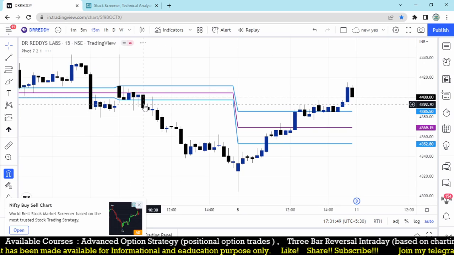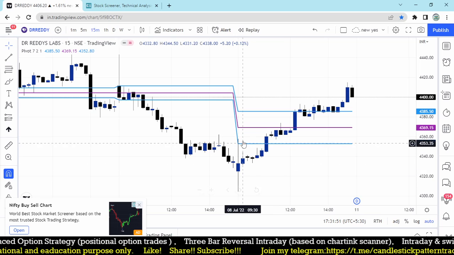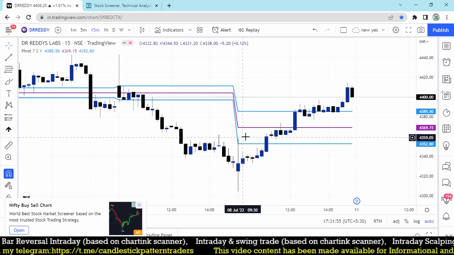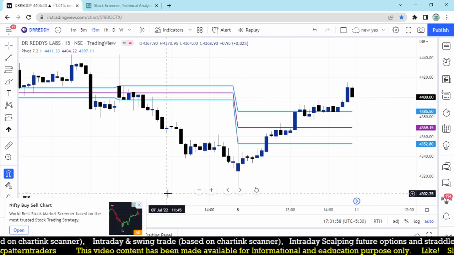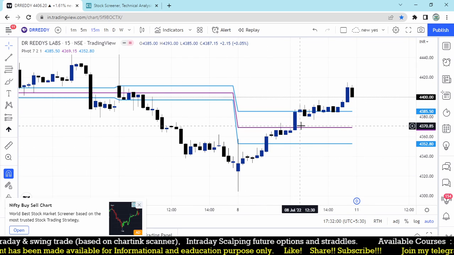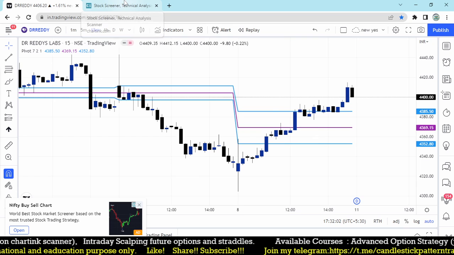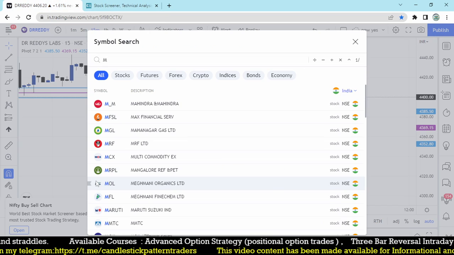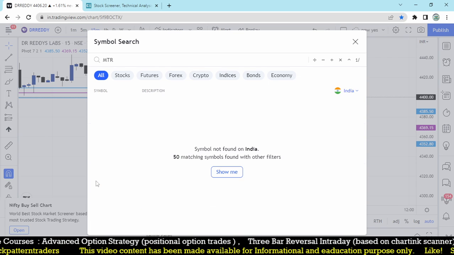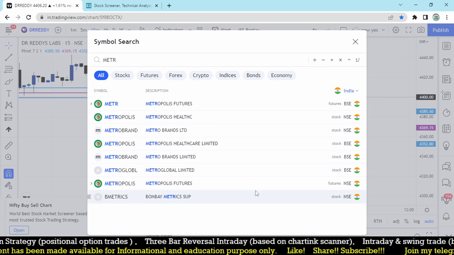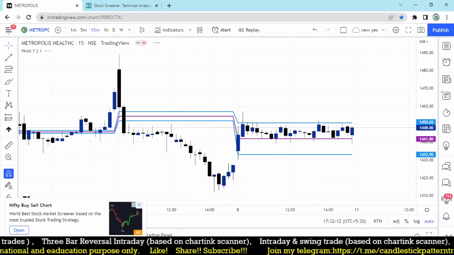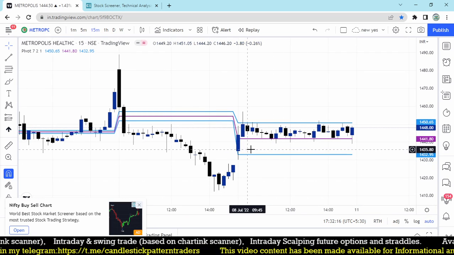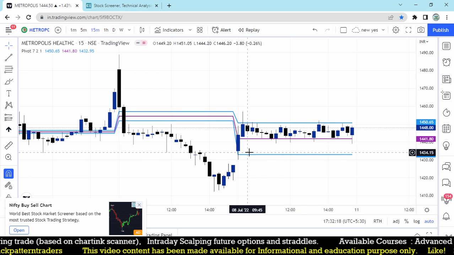Dr. Reddy's, you got it? This is the bottom CPR, and the stock opened below and keeps on moving higher, so the market is trying to test that CPR. Even Metropolis is a stock that can test. That also opened below. Where is the BC? This is Metropolis.